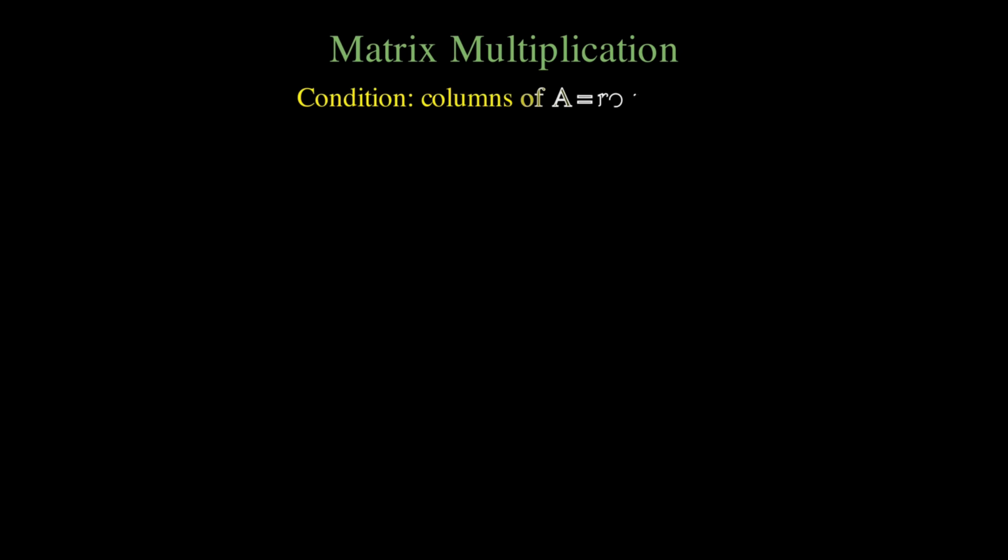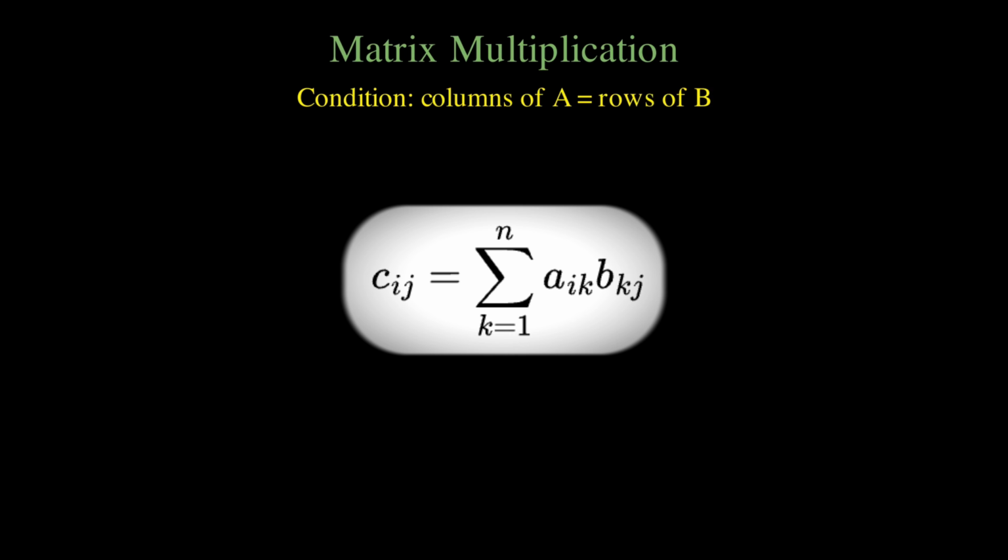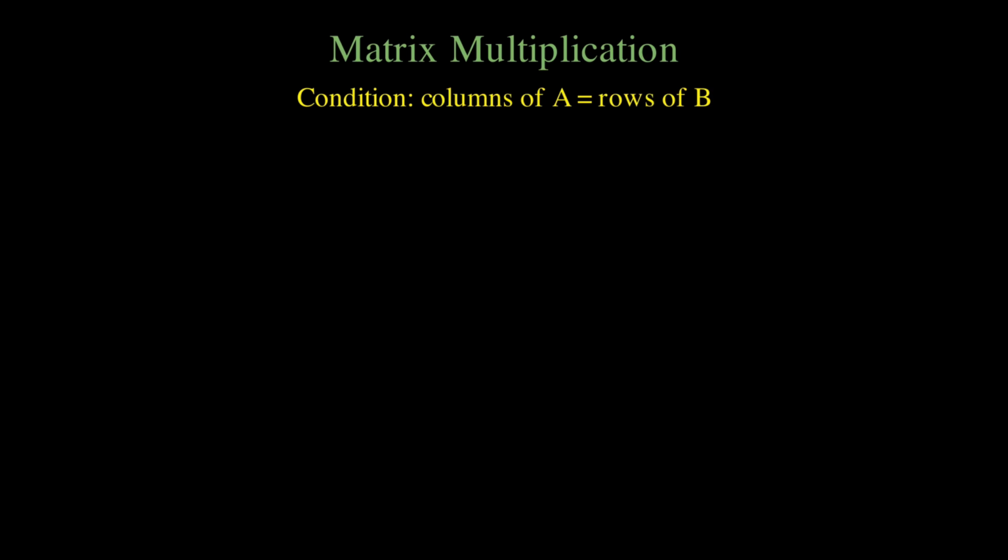Now multiplying two matrices, this is a key operation. Condition: the number of columns in the first matrix must equal the number of rows in the second. If A is m by p, B is p by n, then A times B is m by n. Rule: element c_ij is the sum of products from row i of A and column j of B. For example, A times B is above.